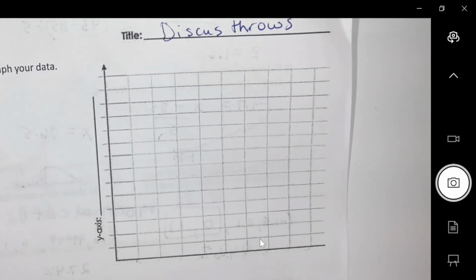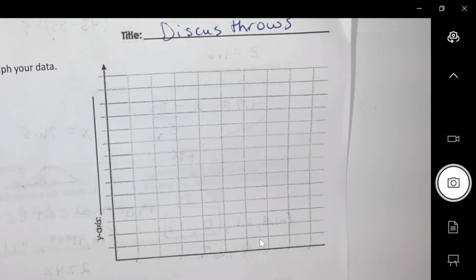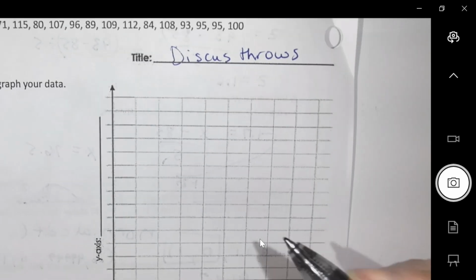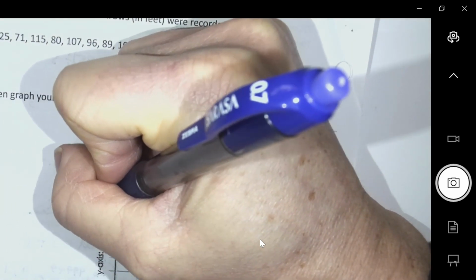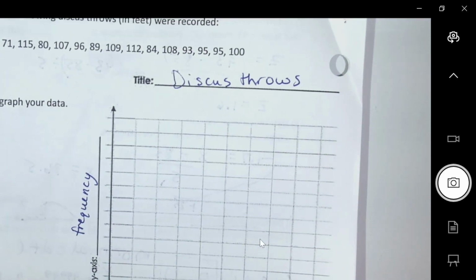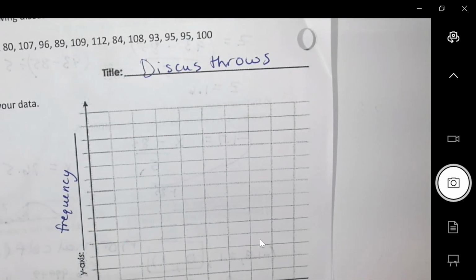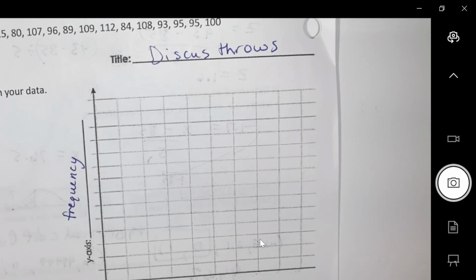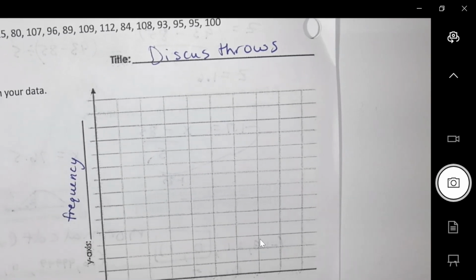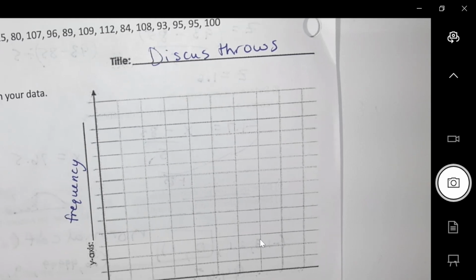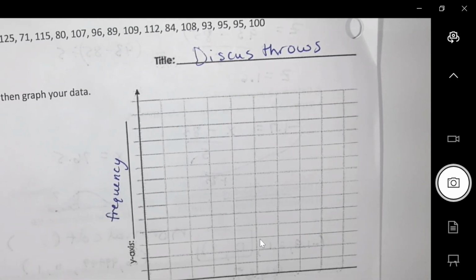On the bottom, we need a title. We're going to do distance in feet. And up the y-axis, we're going to be doing frequency or number. Okay, so I need 3 labels to get full points on your test, or else I will deduct you. I mean, number of throws. Number of throws, that's good. That's fine. Yep, frequency, that's the same thing.